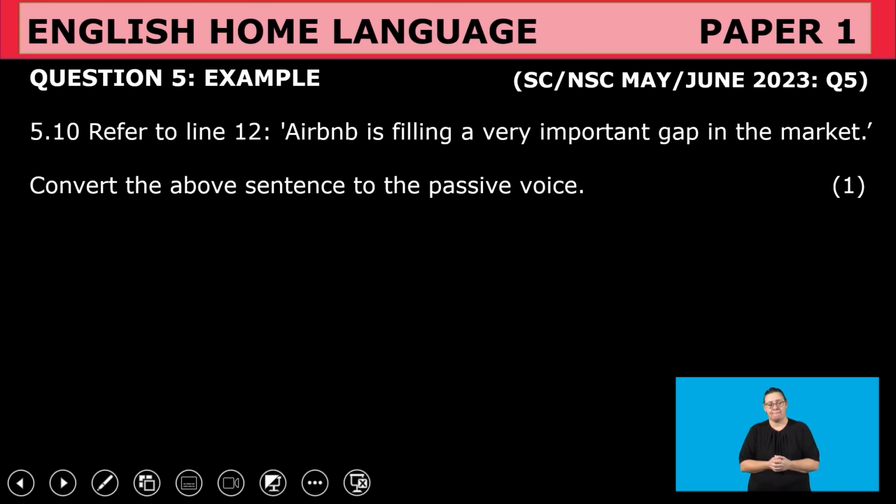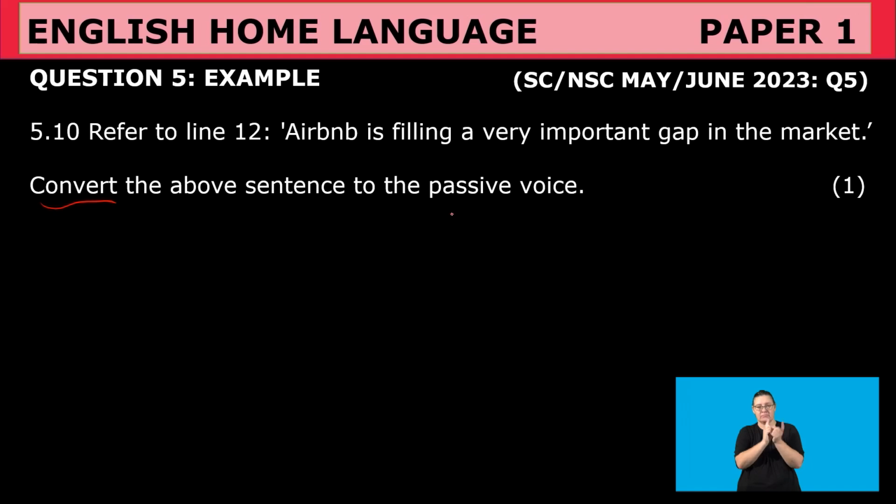The next question asks you to convert the above sentence to the passive voice. Now, it's very easy if you know the steps how to change a sentence from active to passive or from passive to active. My advice is find the verb. Airbnb is filling a very important gap in the market. Is filling is my verb.